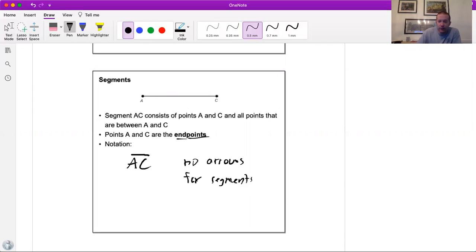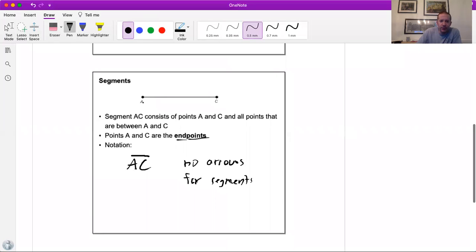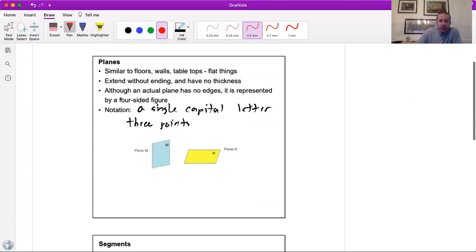So you can see that segments are simpler than lines. It starts at A, it goes to C, and it stops. No arrows. That's important. No arrows for segments. So if this was line AC, there'd be an arrow here and an arrow there, but since it's segment AC, there are no arrows. So points, lines, planes.